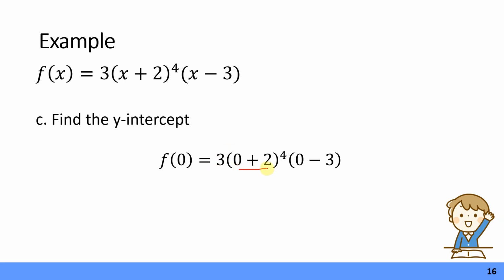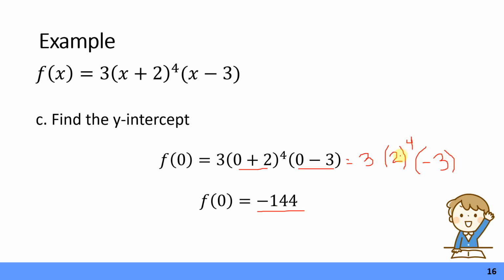So 0 plus 2 is 2. And 0 minus 3 is -3. So I'm going to have 3 times 2 to the 4th power times -3. Now, if you compute this straight in your calculator, you will get -144. So just be careful you put this in correctly. It's going to be 2 to the 4th power times 3 times -3. Now, again, y-intercepts are written as ordered pairs, so here is my ordered pair, (0, -144).